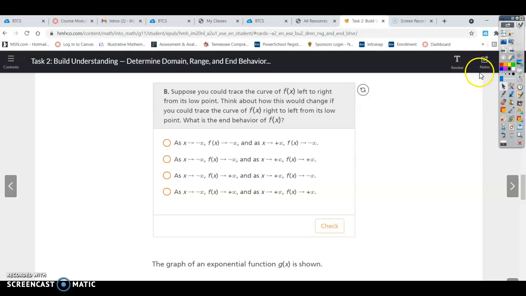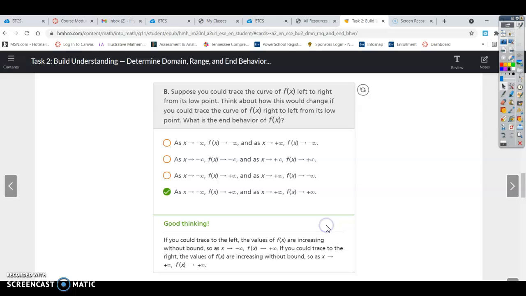All right, so take a second to choose your answer. All right, so hopefully you picked as x goes left, y goes up, and as x goes to the right, y also goes up.